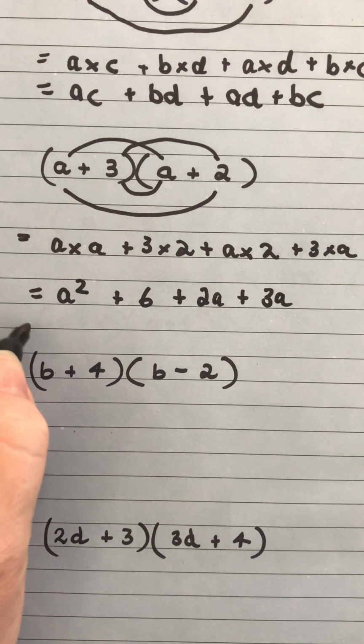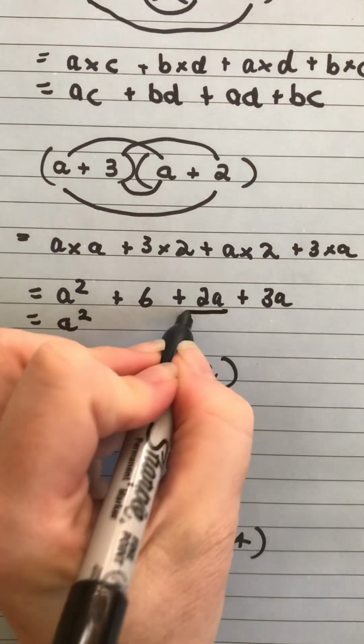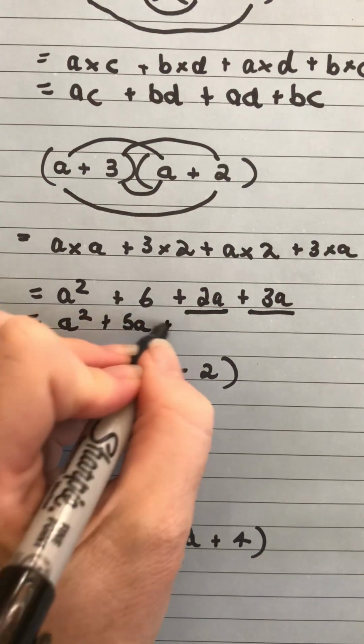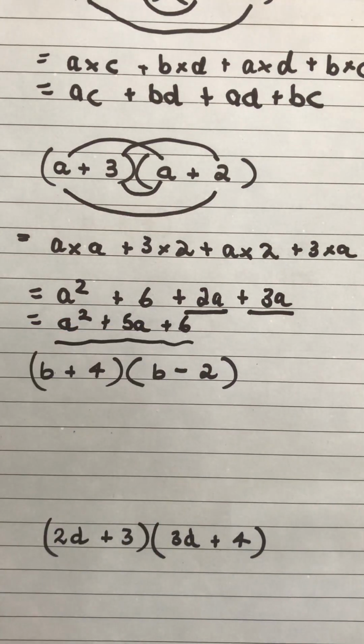I then want to collect my like terms. I always put my squared term first, just because I put the one with the highest power first. Then I look at my A's. I've got 2A and 3A, so that's going to give me 5A, and then I put my 6 on the bottom. So my answer is A squared plus 5A plus 6.